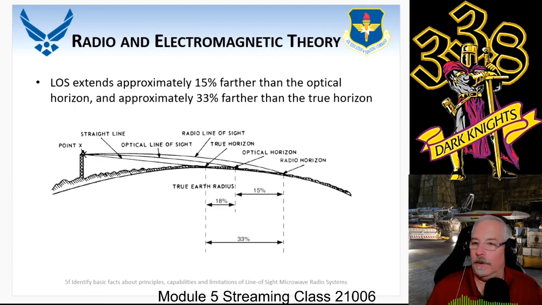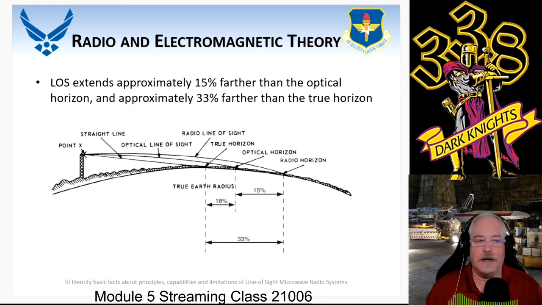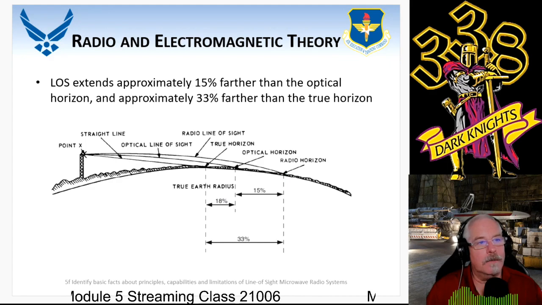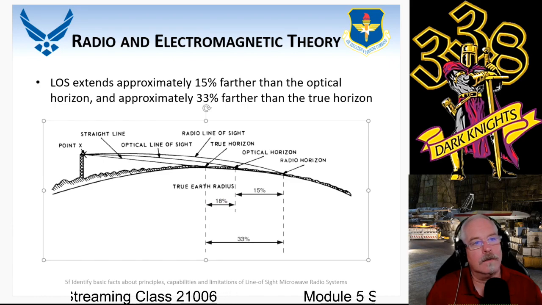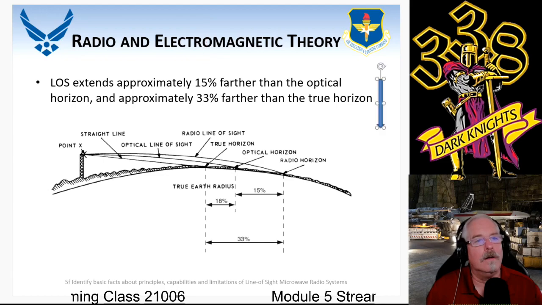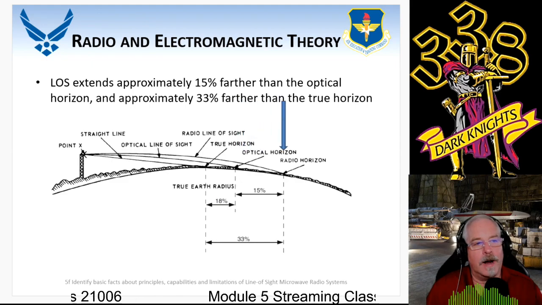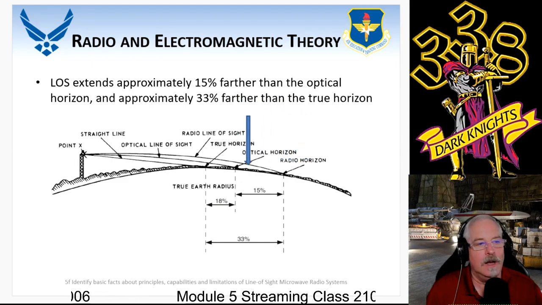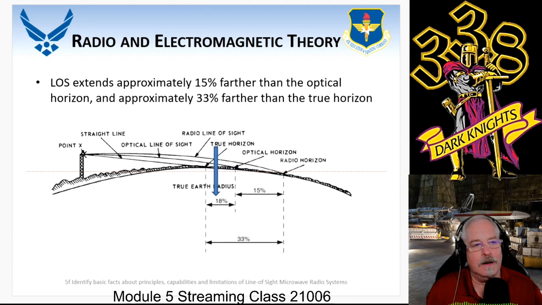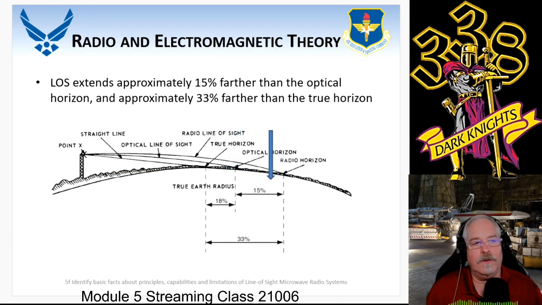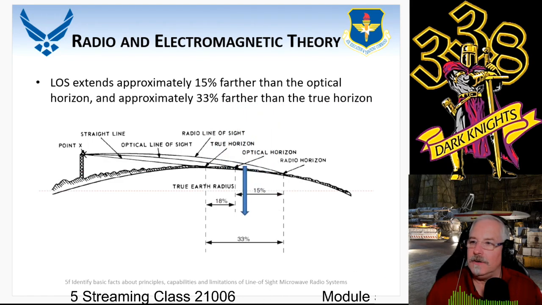In your study guide workbook, there is a diagram, and on this diagram, let me grab an arrow. We have true horizon, we have optical horizon, and then we have radio horizon. It's identified that between the true and optical is 18%, and between optical and radio is 15%. Now, when you look at true horizon versus radio horizon, you get 33%.